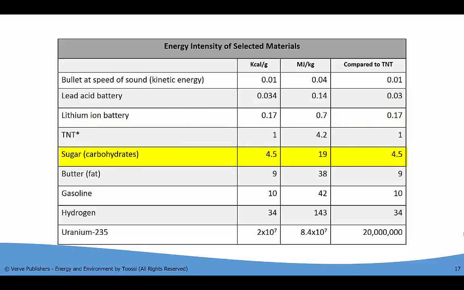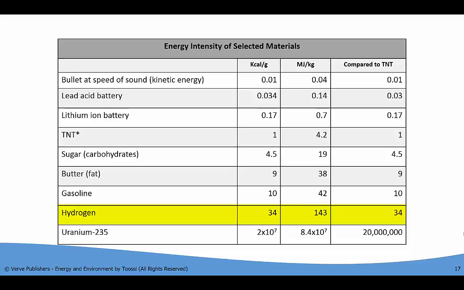Compare that to sugar. 1 gram of sugar gives your body about 4.5 times the energy that 1 gram of TNT gives. That's about 4.5 calories, or big Calories in the food language, per gram. And 1 gram of butter gives you 9 calories. Gasoline has more energy than the butter, and hydrogen has a lot more energy compared to TNT.